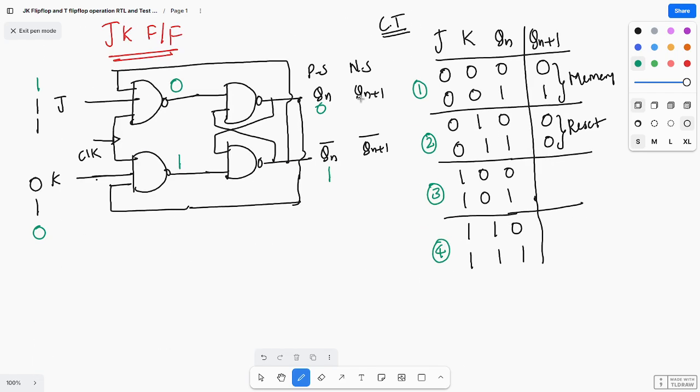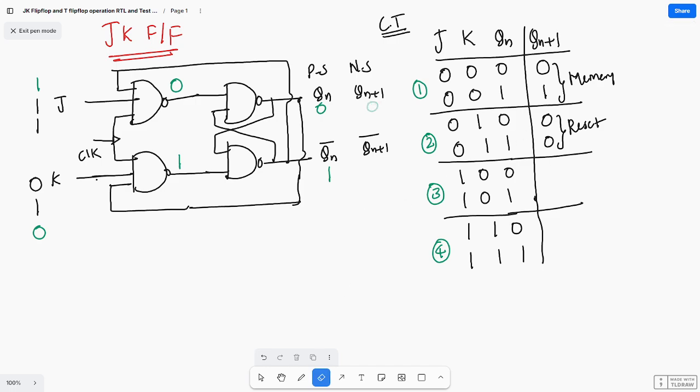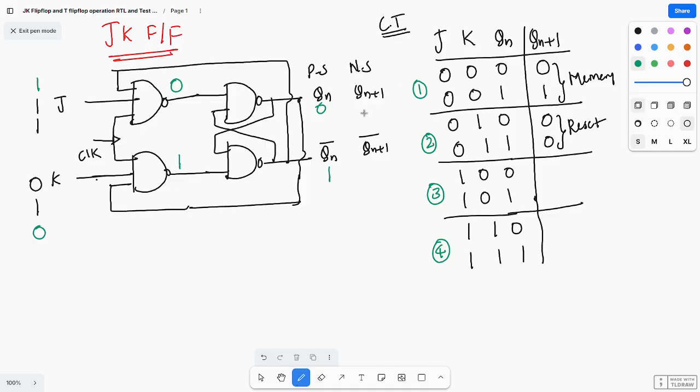So you are getting set state. Okay, so this is nothing but set state. So Qn bar is set state. Okay, so that means here when it is J equal to 1 and K equal to 0, you are getting set state.